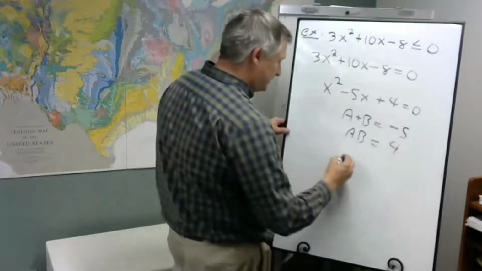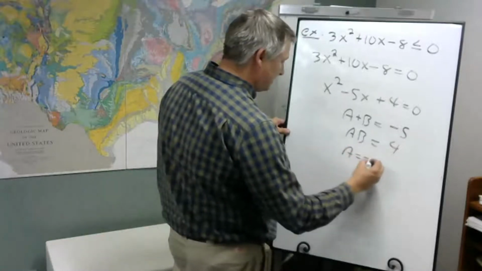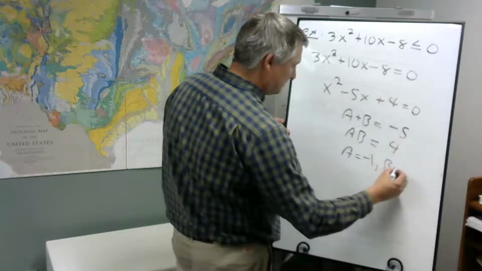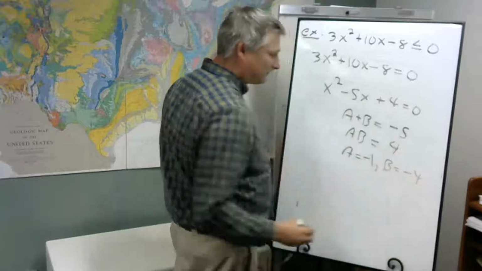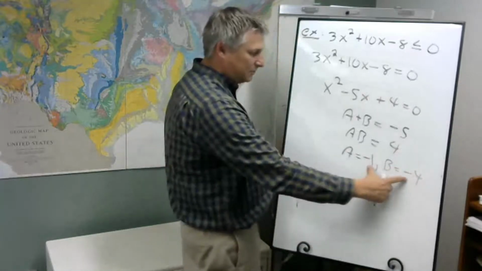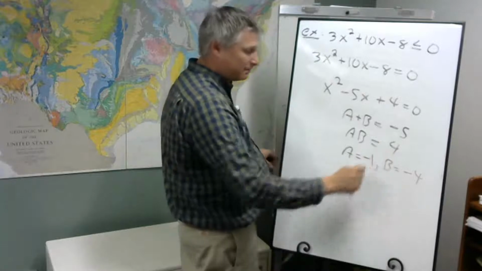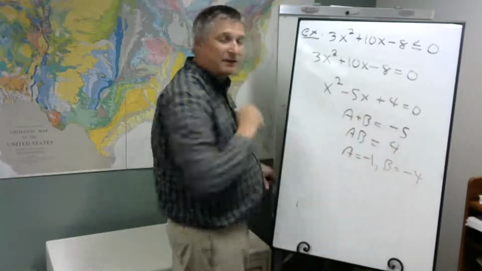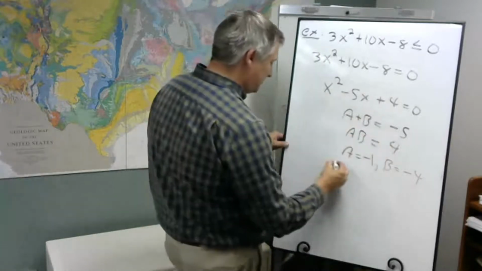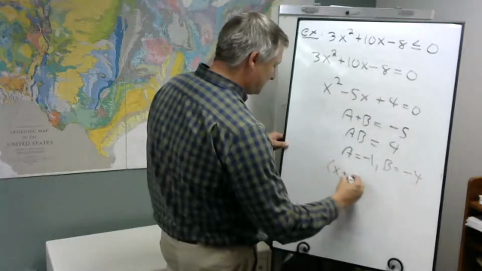And what we had was negative 1, negative 4. Multiply these two, negative and negative is positive. Add them, you get negative 5. And so this broke down like this.